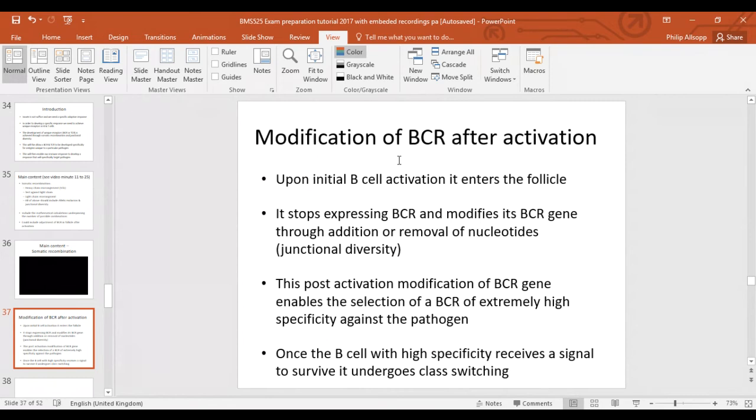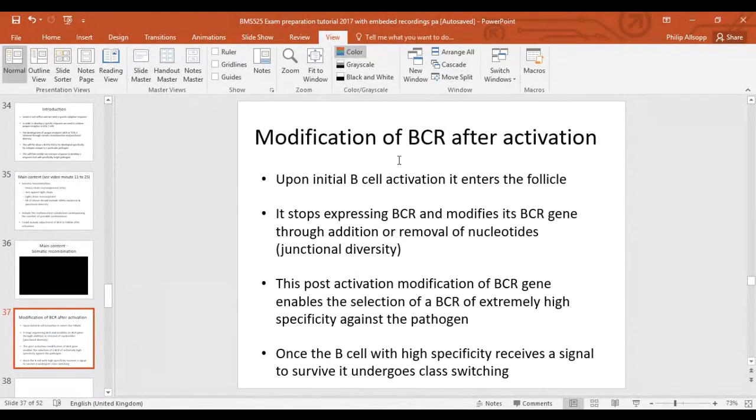Those cells that have changed their B cell receptor gene in a way that has less affinity won't be able to compete to bind to the follicular dendritic cell, and as a result they will not get the signal and they will die. And inevitably what happens through this whole process is you get the production of B cells that have manipulated their B cell receptor to produce a high affinity B cell receptor for the pathogen. Okay. Once it's then done that, it will interact with the follicular helper cell to class switch.